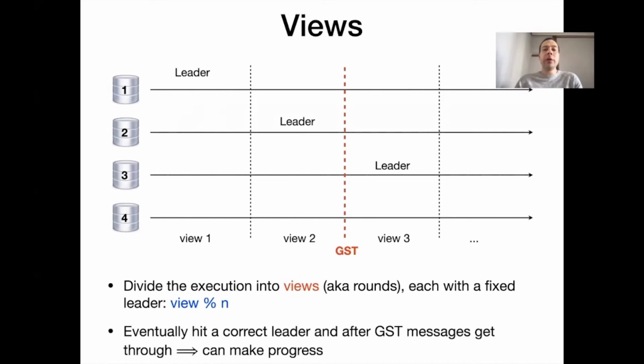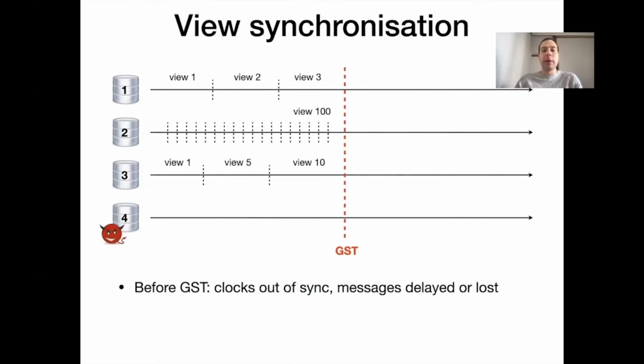For example, you can get leaders to rotate round robin. The idea here is that eventually GST will occur, so the network will become synchronous. And because we assign leaders round robin to views, we keep hitting correct leaders. So eventually we'll have a view with a correct leader where the network is synchronous, and then we will be able to make progress. Okay, so I've drawn this pretty picture as though processes change views instantaneously. In reality, what may happen is something like this.